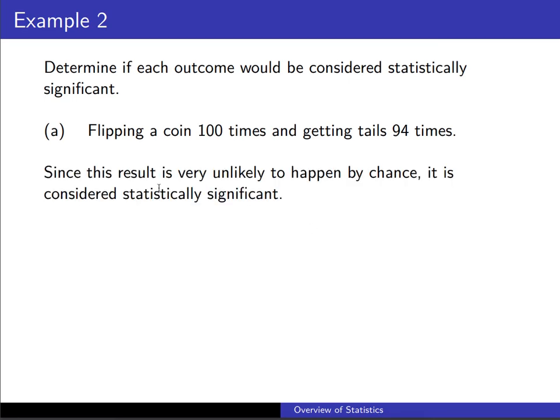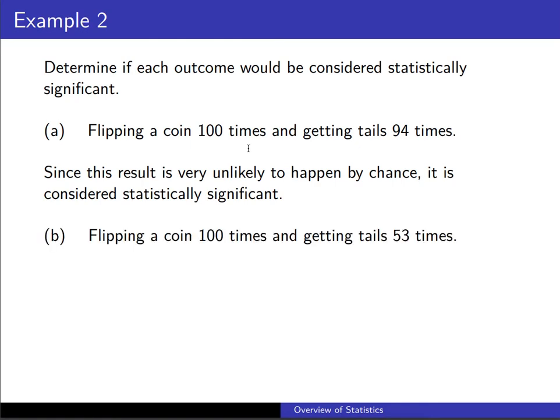So since this result is very unlikely to happen by chance alone, by just pure dumb luck alone, it's considered to be statistically significant. In this case, we would probably have reason to believe that this coin is not a fair coin. So again, if we get an outcome that is very, very unlikely to happen just by dumb luck and chance alone, it's considered statistically significant. And statistically significant is very difficult for me to say. So if it's difficult for you to say, welcome to the club.